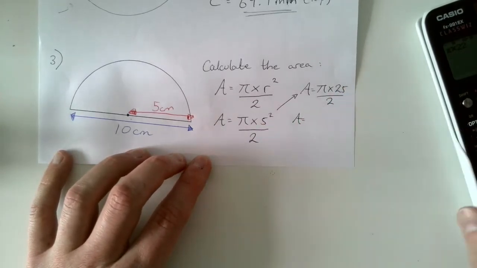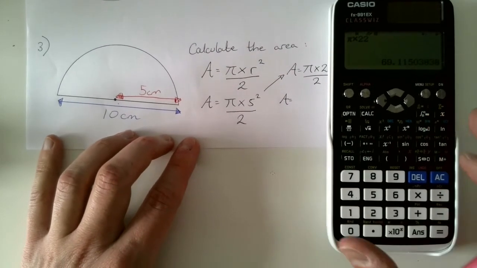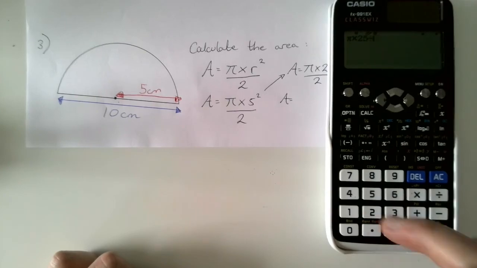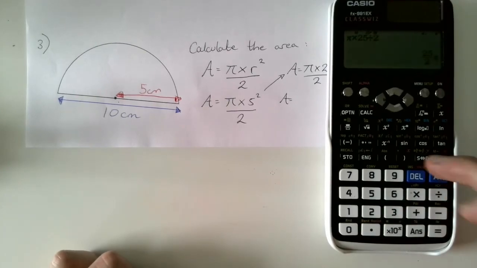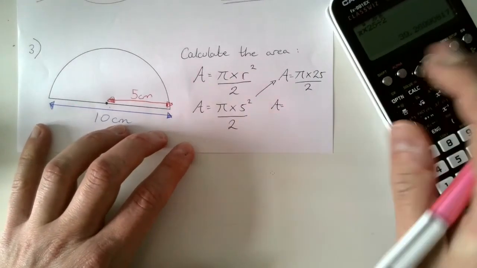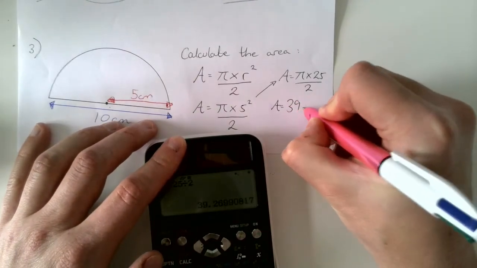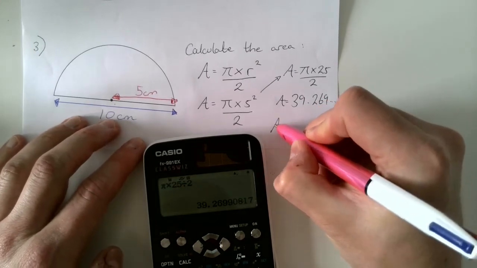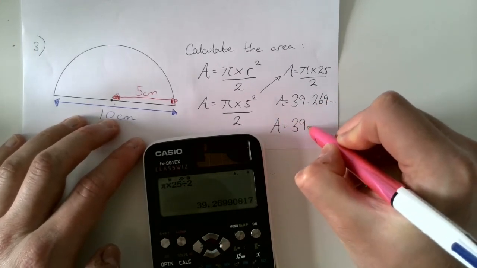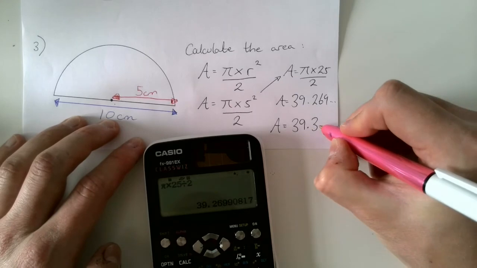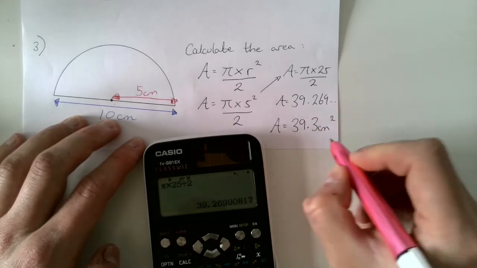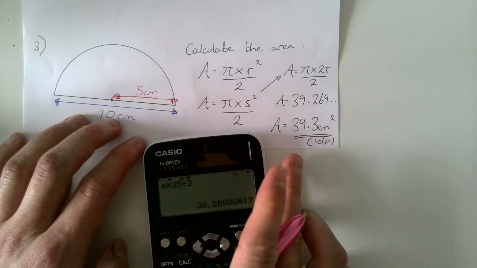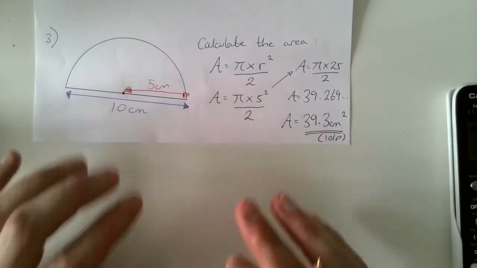So my area, I'm going to start putting into a calculator now, is pi times 25 divided by 2 equals, S to D button, 39.269 and so on. So if I round it, my area is going to be 39.3 centimeters squared, because it's an area, so I put centimeters squared, and that's to one decimal place.